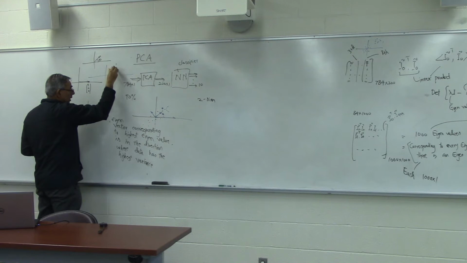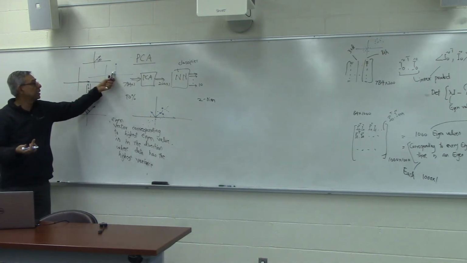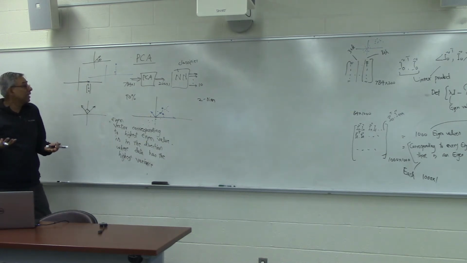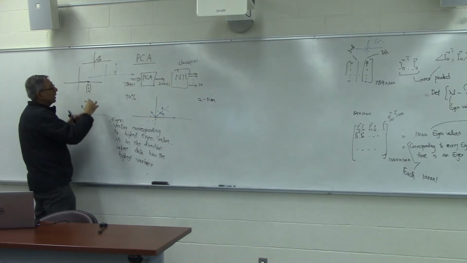If I project it over here, the contribution of this is very similar to this one. So you cannot distinguish between the two. Let's pretend this is digit 2, this is digit 5. The classification will be very difficult if we are using the standard x.